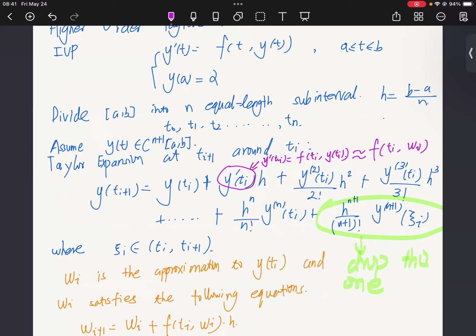And next, as you can see, we have the second derivative.